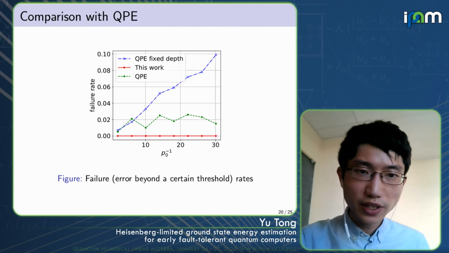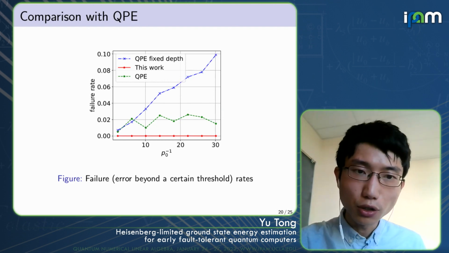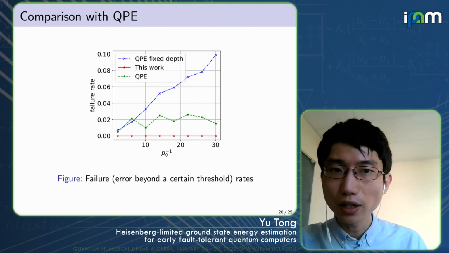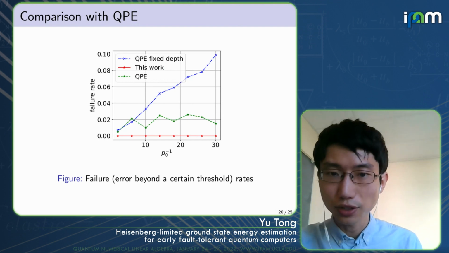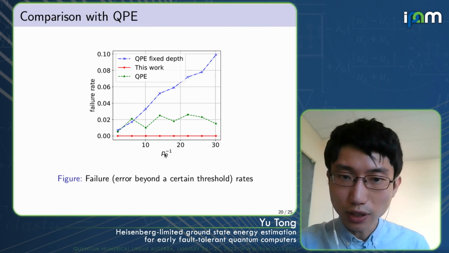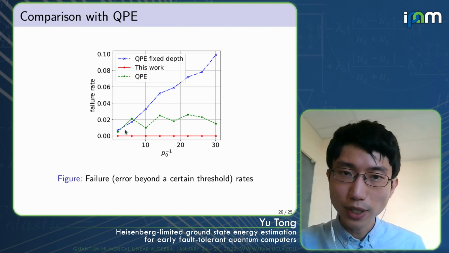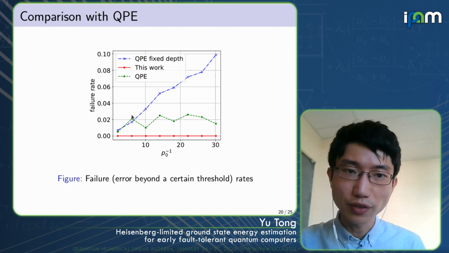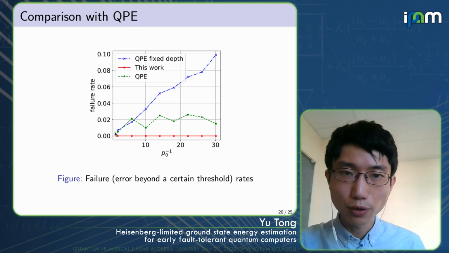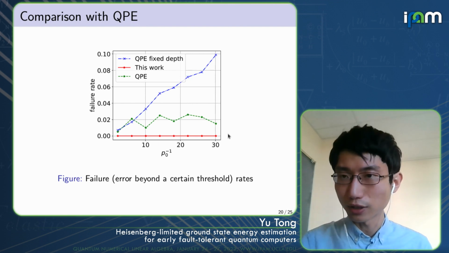The same thing can be seen if we look at the failure rate. By failure, I mean that we have an error beyond a certain threshold. And as we decrease the initial overlap, our method basically always succeeds. And for phase estimation, if the circuit depth is fixed, the failure rate just goes up. And if we want to keep the failure rate low, we will have to increase the circuit depth in quantum phase estimation.